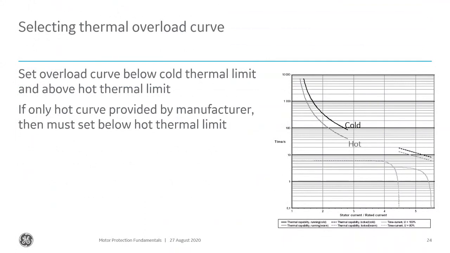So selecting the thermal overload curve. The overload curve has to be set below the cold thermal limit, but it can be set above the hot thermal limit. If you only have the hot curve provided by the manufacturer, then it has to be set below that. So we have the cold curve and the hot curve, and what we want is to have our protection thermal overload curve to fit right in there, and so we have picked one that fits right there. There's your example. If you only had the hot curve, then you would have to set it below that.